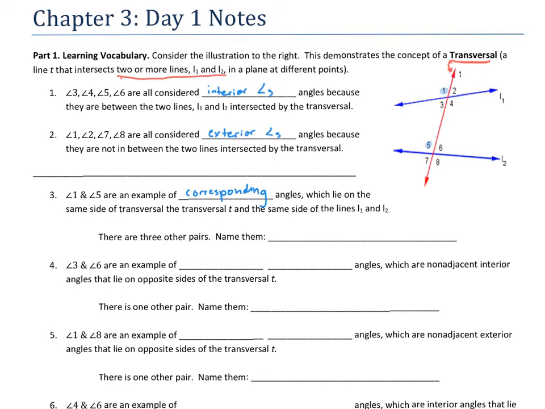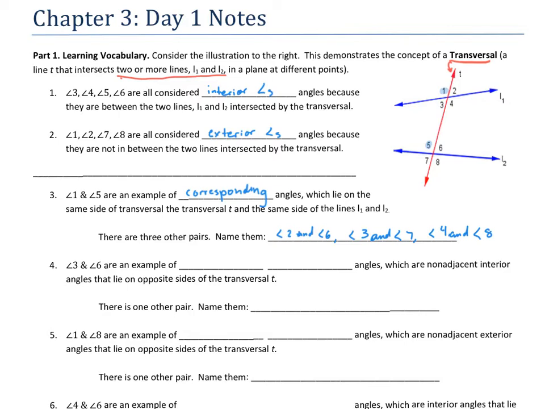Now there are 3 other pairs of corresponding angles. Go ahead and find them. And here are the other 3 pairs. As we go through this, make sure you're paying attention. All of these names are based on where the angles are in relation to the two lines and the transversal. So when in doubt, if you forget what something's called, just describe where it is, and that should get you pretty close to what you need.